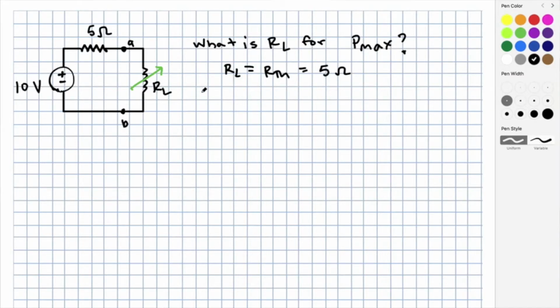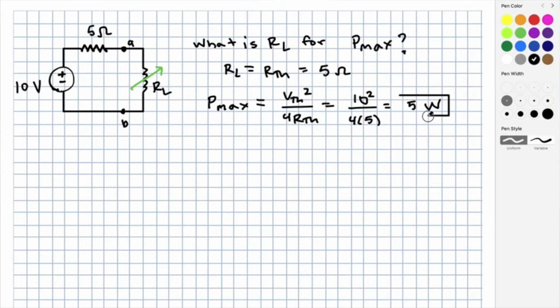Since we already have the Thevenin equivalent, we know that we want RL to be equal to R Thevenin, so RL should be 5 ohms. Then, using the Pmax equation, we plug in the values of V Thevenin equal to 10 and R Thevenin equal to 5. Calculating this, we get 100 over 20, or 5 watts.